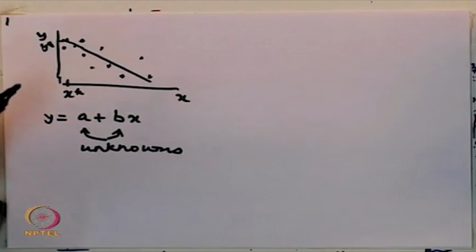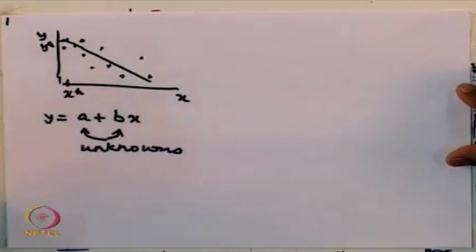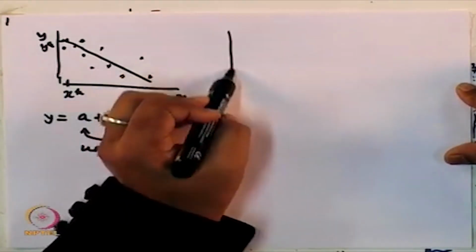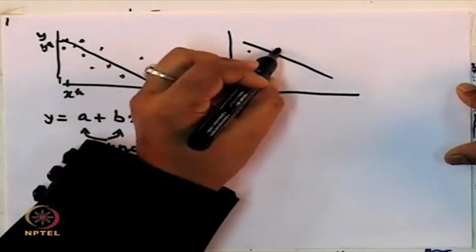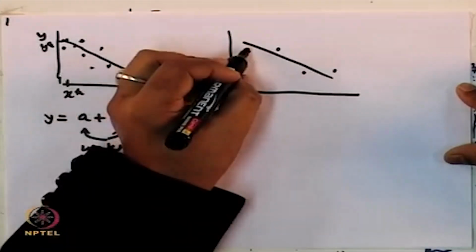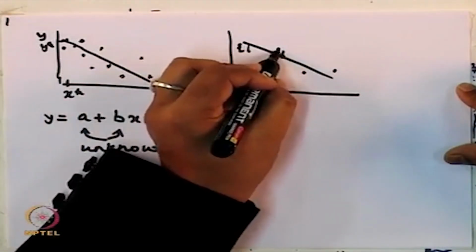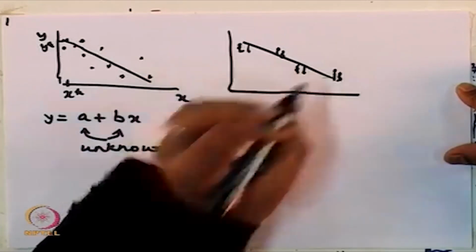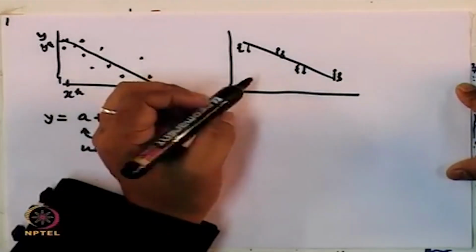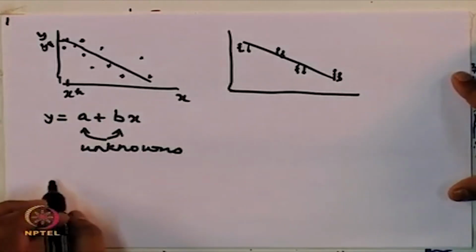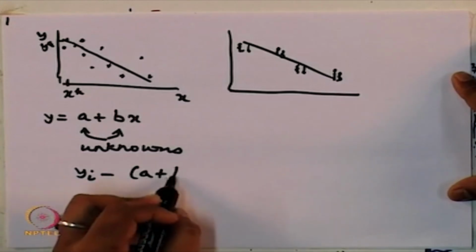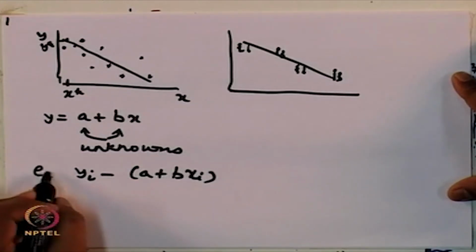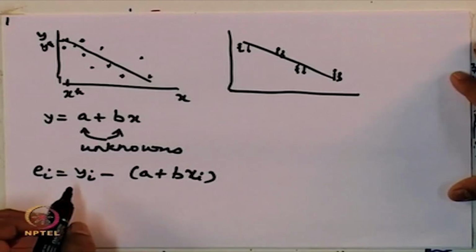How do we go about finding the equation of a line which we think is the best representative of this data? One of the strategies followed is to minimize the deviation. If this is the line that I am drawing and these are our points, I minimize the sum of these deviations from this line. Deviations are simply y minus (a plus bxi), so you can say ei is equal to yi minus (a plus bxi).